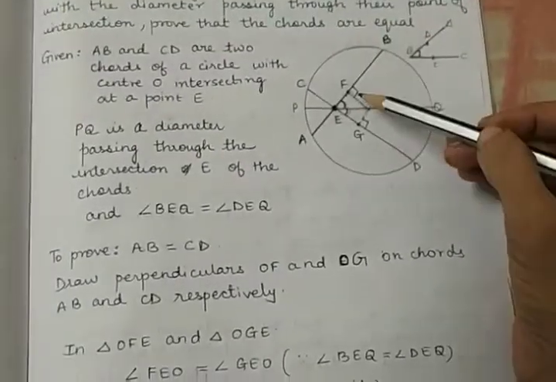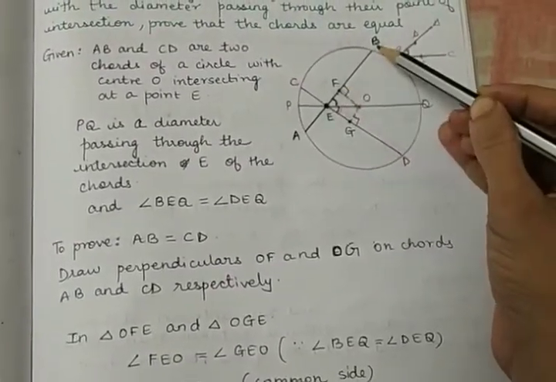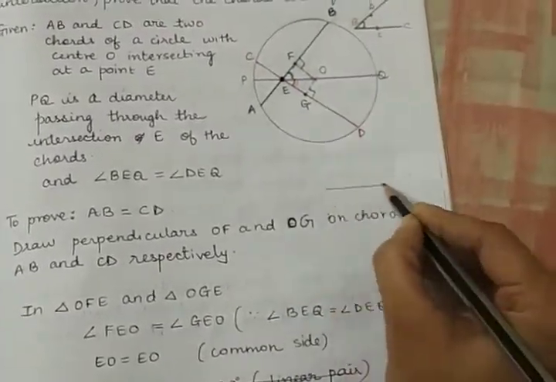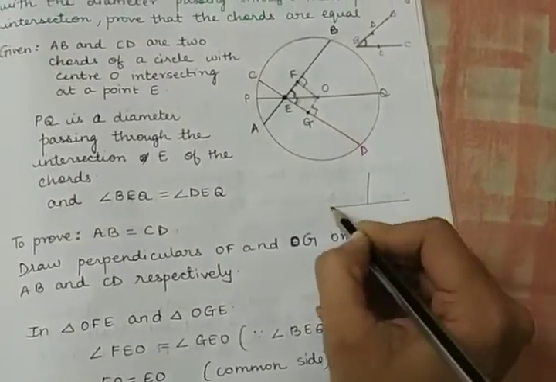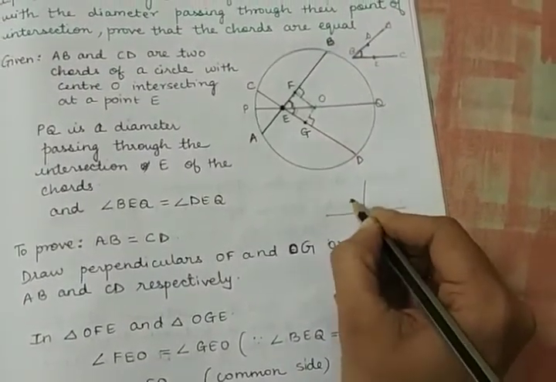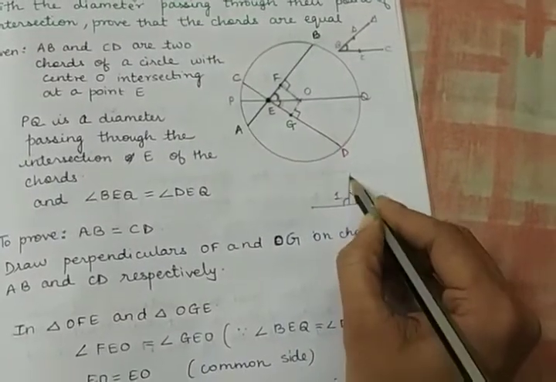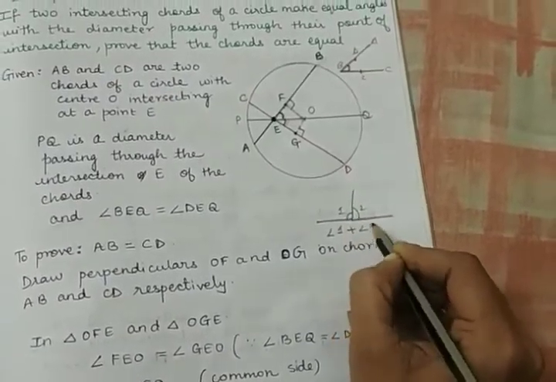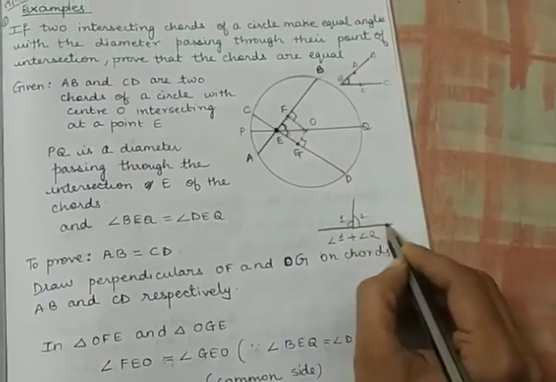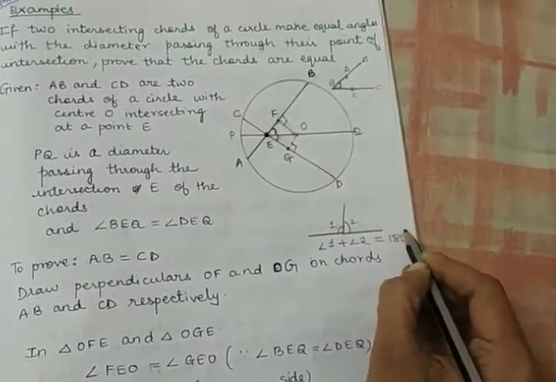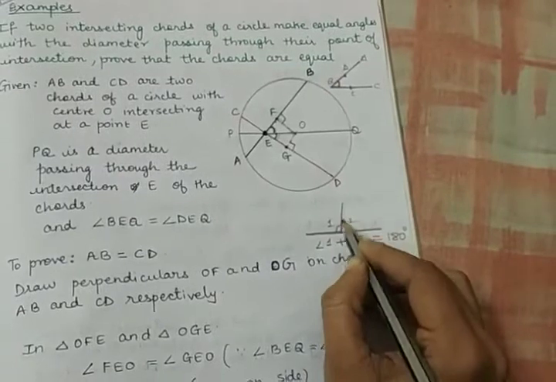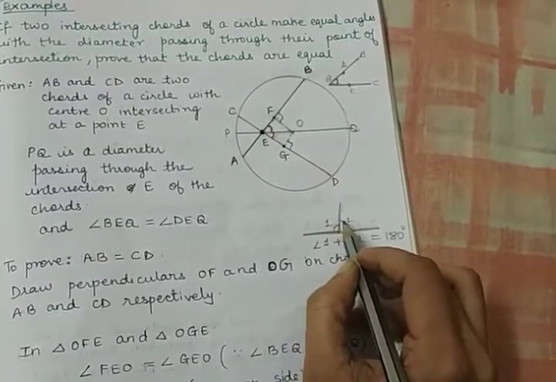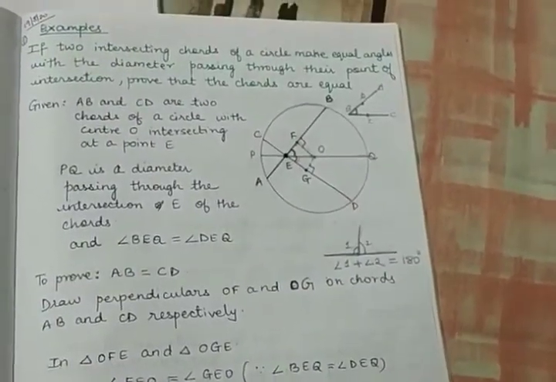Now if you look at this figure, angle OFB and angle OFE, they form a linear pair, correct? So if you have something like this, say this is angle 1 and angle 2, then angle 1 plus angle 2 are said to form a linear pair, means their sum is equal to 180. You get a straight line when you add the angles. So angle 1 and 2 is said to form a linear pair. So the sum of the angles is equal to 180 degrees.